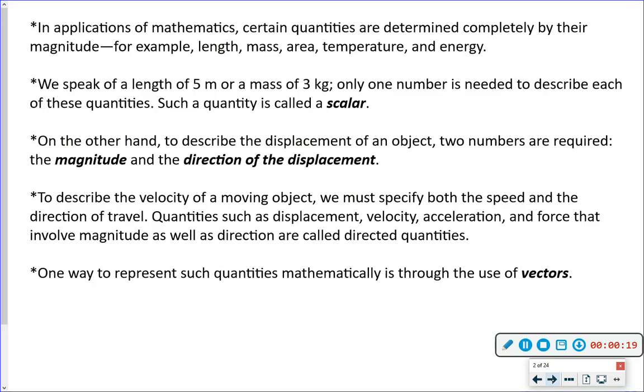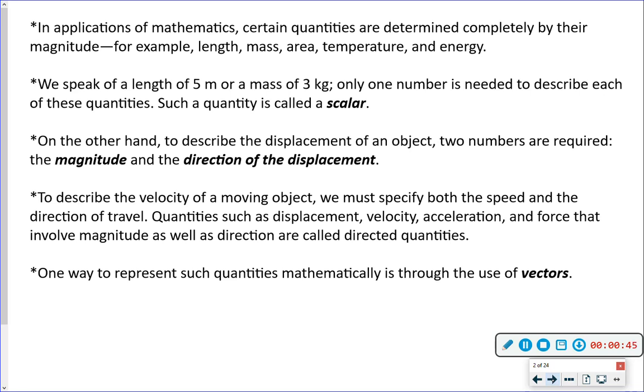So we're going to talk about what is a vector, how to graph a vector, anything and everything you could ever imagine with a vector, pretty much. So just for fun, a little reading: why are vectors important? In applications of mathematics, certain quantities are determined completely by their magnitude. You're going to see magnitude today. We're going to calculate that. That, of course, is the length, mass, area, temperature, energy. I feel like I'm teaching physics, to be honest, today.